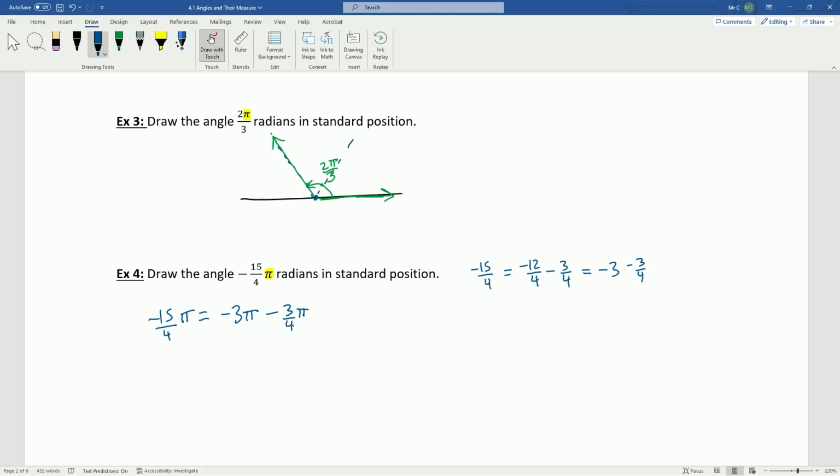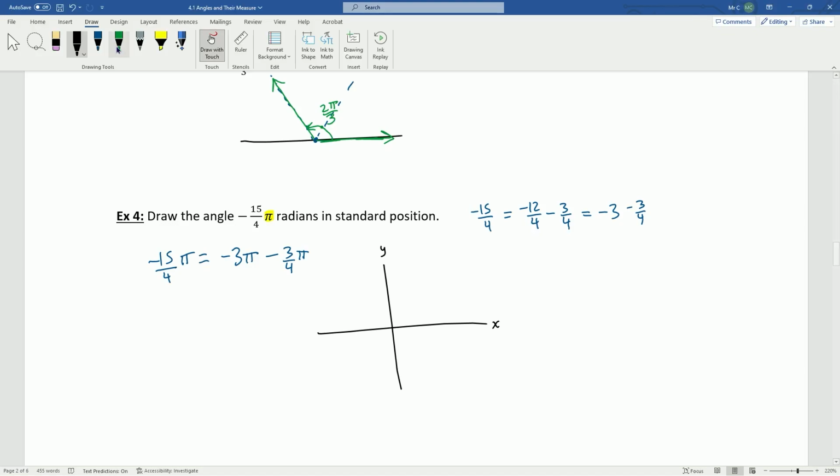And now once I've split up my fraction, this becomes really simple to draw. I'm going to draw my whole x and y axis here this time. So when you're building up this understanding of these angles and this visualization, we want to really make sure that we've got a systematic way to draw them. So when I draw these angles, the first thing I'm going to do, I'm always going to draw my initial side, of course. And now I've got the multiples of pi, -3 multiples of pi.